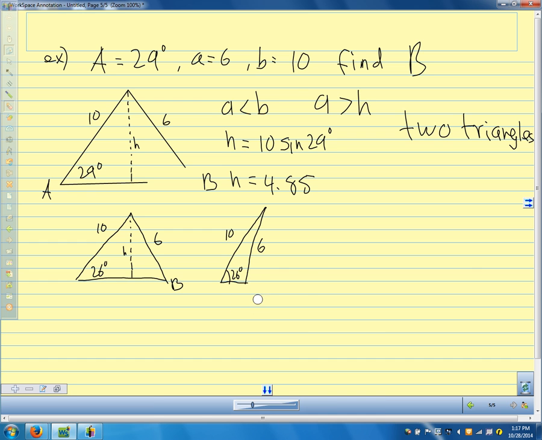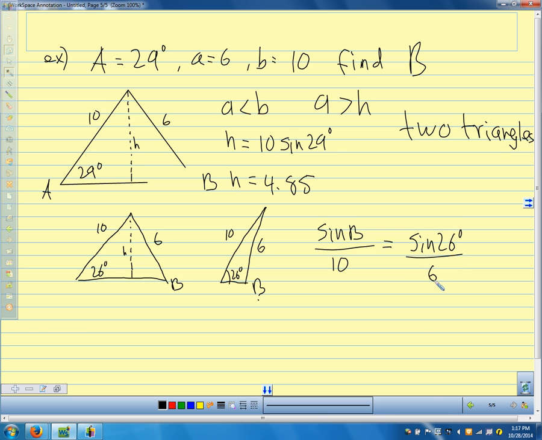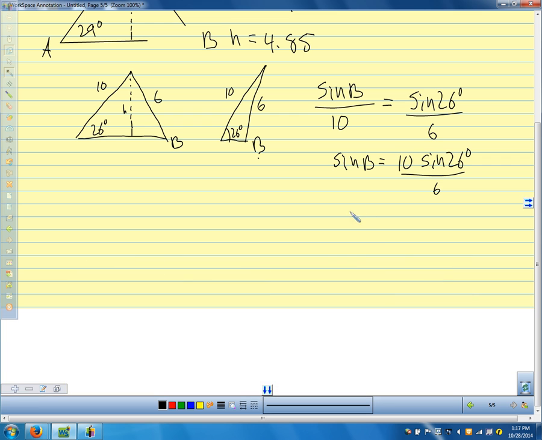So we have both of these possibilities for angle B. We use law of sines to find one of them. So let's just plug into the law of sines. We know we have to find two. So I'm going to say sine B over 10 equals sine 26 over 6. So sine B is 10 sine 26 over 6. And B is the inverse sine of this thing.